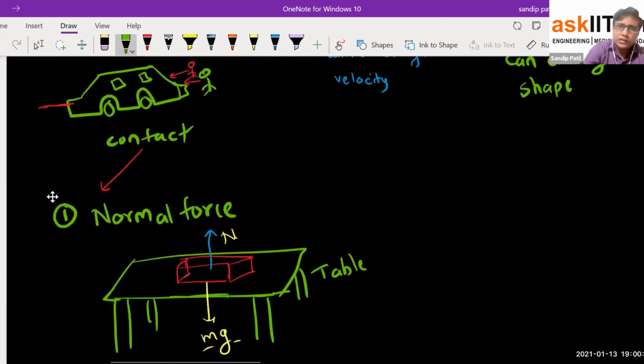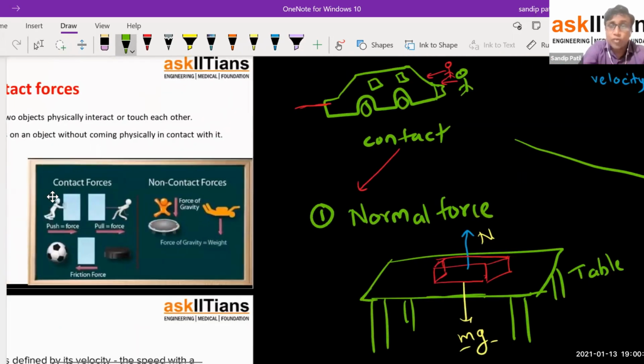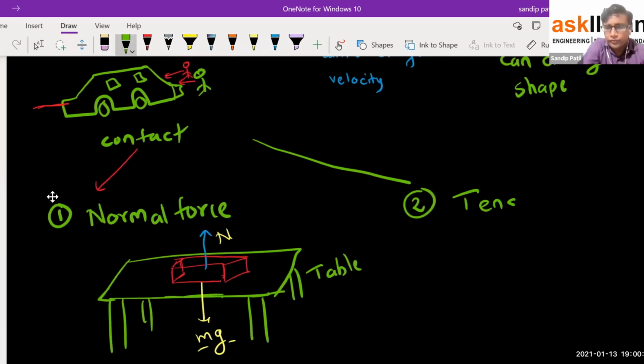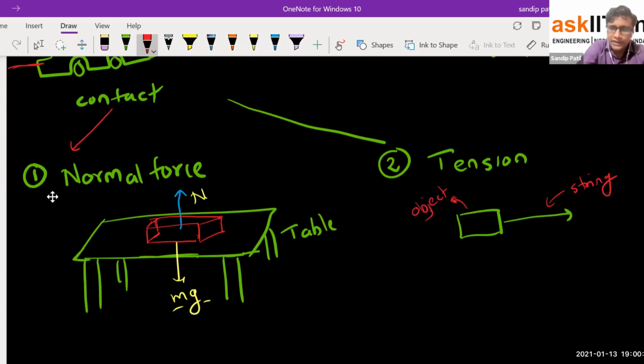Now let's talk about the second force. The second type of contact force: we already saw that your string was pulling the car. So let's say tension. Tension is a contact force again. Any object which is pulled by, let's say, some string. Say this is the string and this is the object. Consider your object is a car and a bigger truck is pulling that car using the string. Forget about the tow truck. Just consider the string is pulling the car, or in this case the object. Again, is there some contact between string and object? Obviously, so this is again a type of contact force.